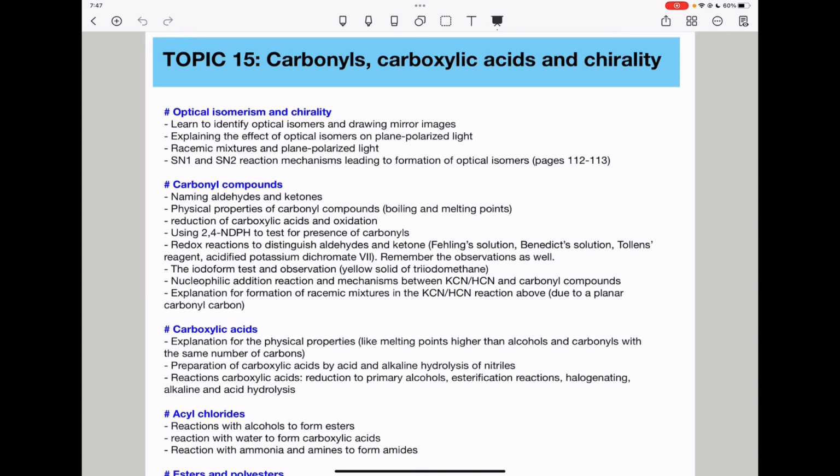You need to know the observation with Fehling solution, Benedict's solution, Tollens reagent, as well as acidified potassium dichromate. These are all redox reactions. They'll be interested in the observations as well.